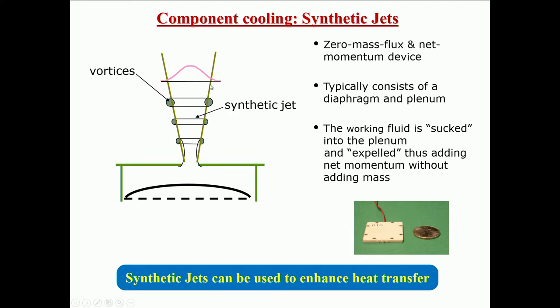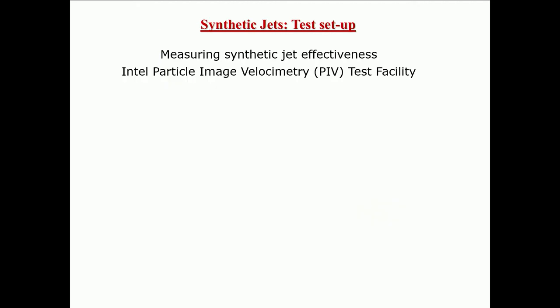Now what you see, the mass flow in is equal to mass flow out. But momentum in the vertical direction in the way it is shown here is not balanced, because when you are entraining from everywhere, and when you are exhaling, or basically throwing it out, you are throwing it out in the form of a directed jet. Now this jet you can direct on the hot spot you want to cool and get some localized enhancement in heat transfer. Okay. So this is what synthetic jets are.